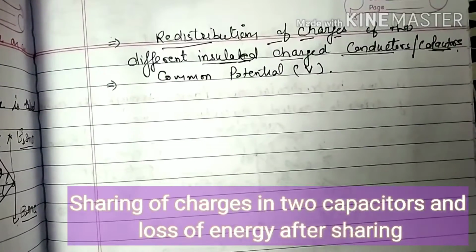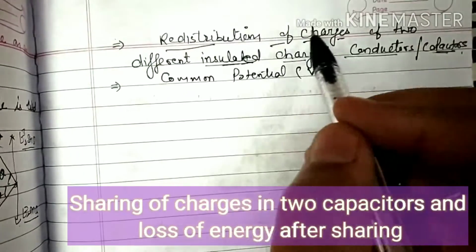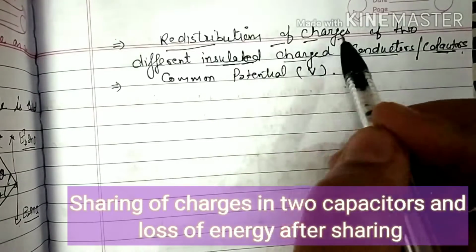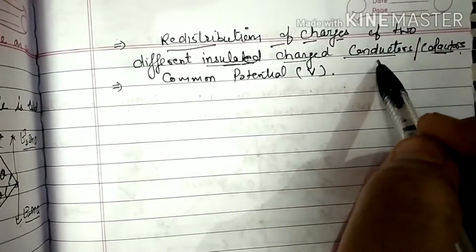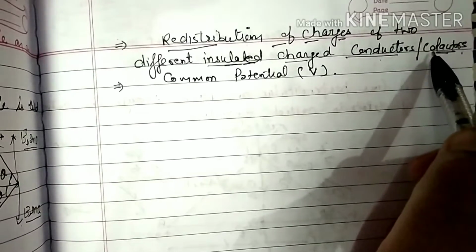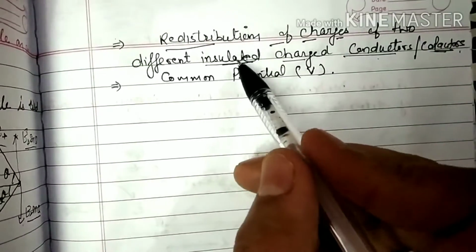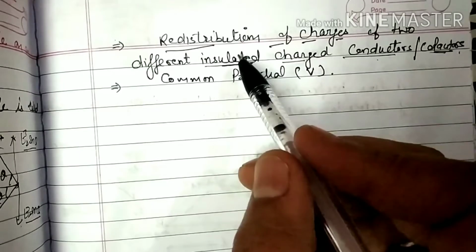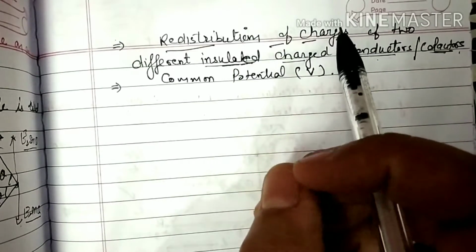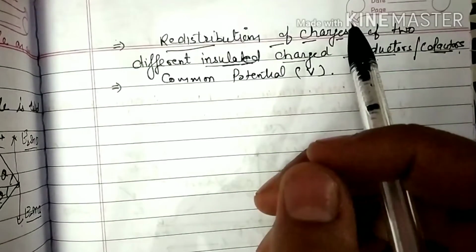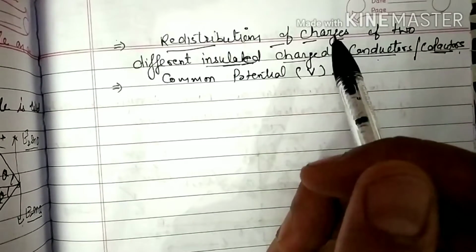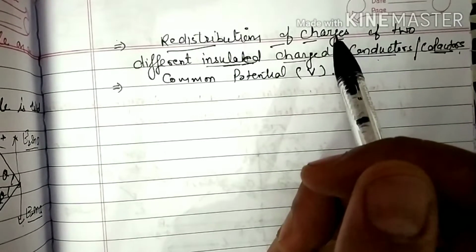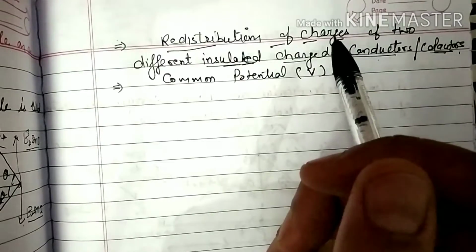Hello students, now we are here with our new topic, redistribution of charges of two different insulated charged conductors or capacitors. Redistribution of charge happens when two charged conductors are connected with each other, or when two charged capacitors are connected with each other.